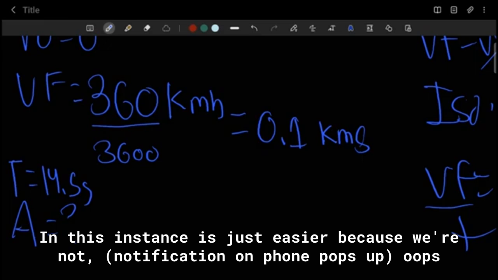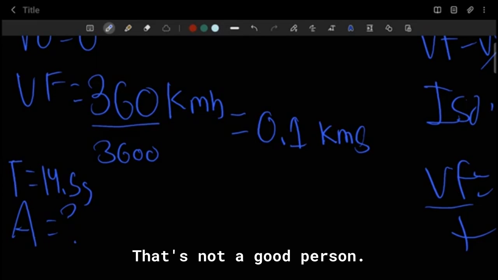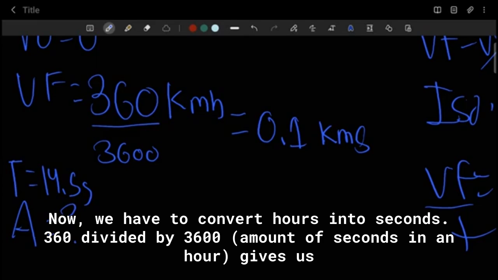Because we're not... Oops. Who's this person? That's not a good person. Now, we have to convert hours into seconds.